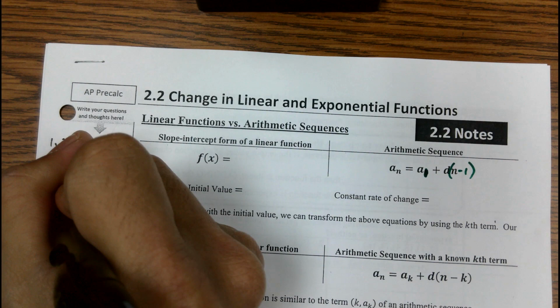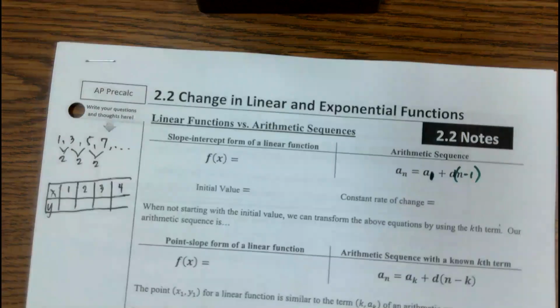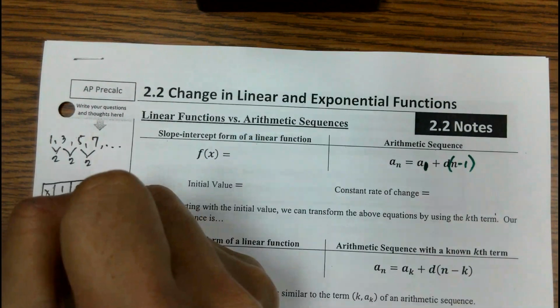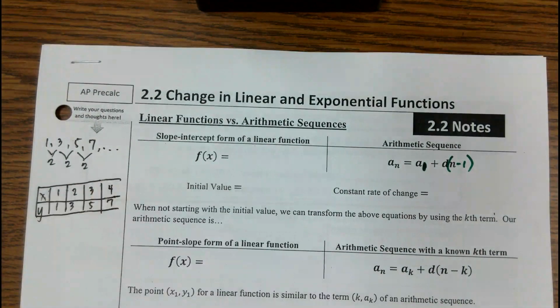And set it as a function. We have our first, second, and we have those values 1, 3, 5, 7. What do you think will be the picture of the graph?